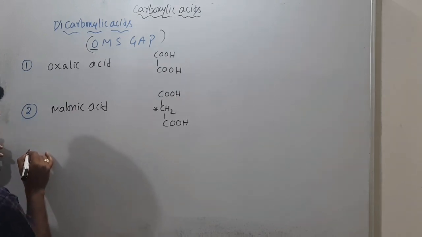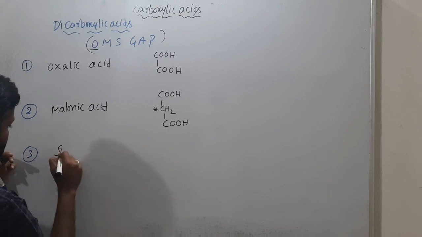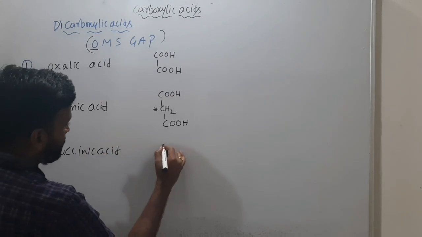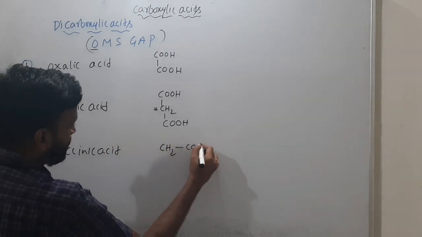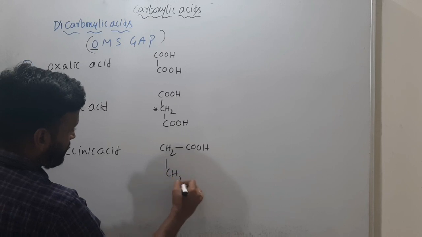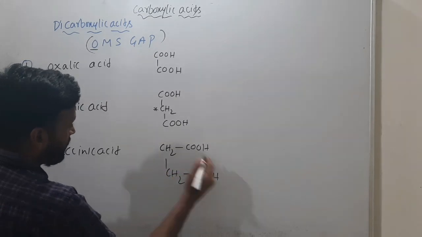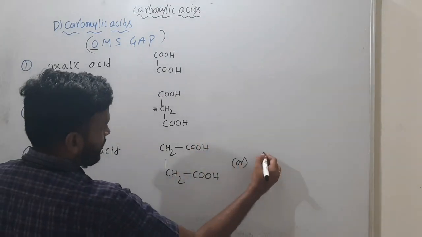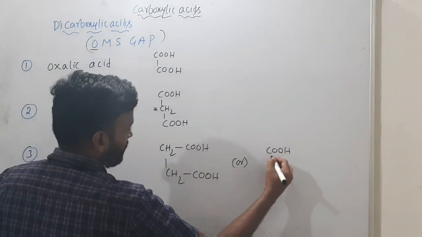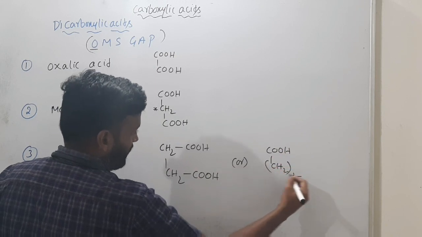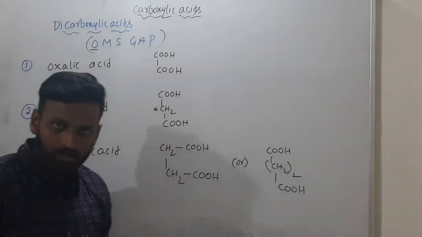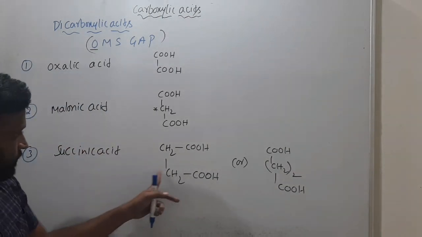Next, the third one is succinic acid. So it is like this: CH2 COOH and CH2 COOH. See what is the difference between this and this? You can write it like this, the same manner: COOH and CH2 twice, COOH. Both are the same, no? See, this one and this one.